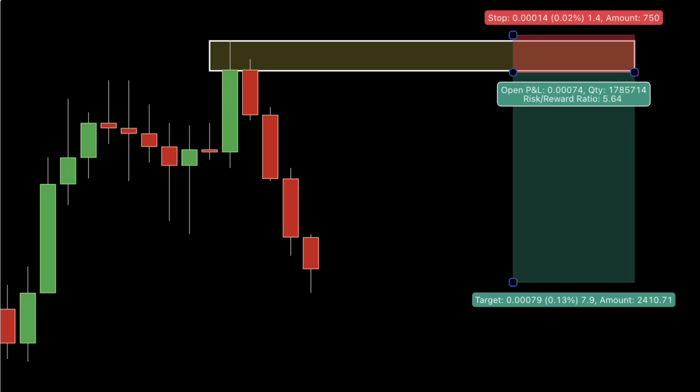Based on these 4 factors, as you can see, this supply zone meets all the criteria of a quality supply zone and should definitely be taken into consideration.